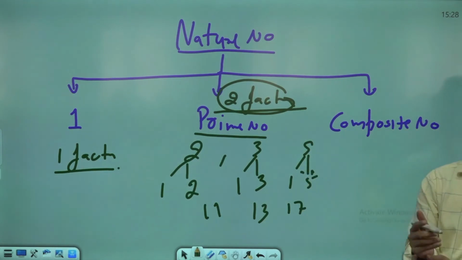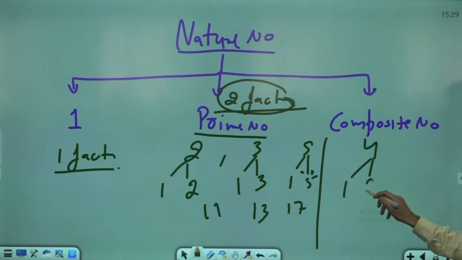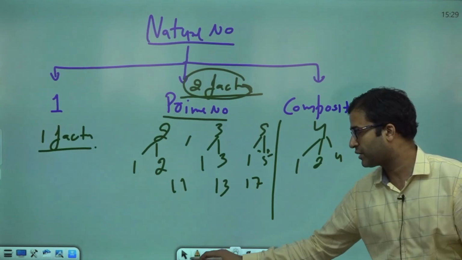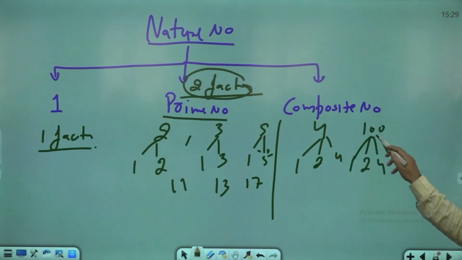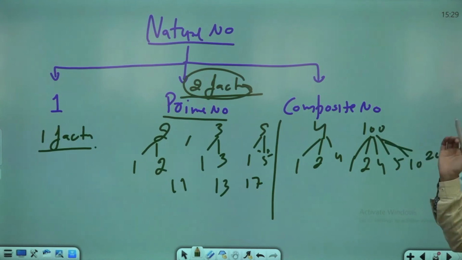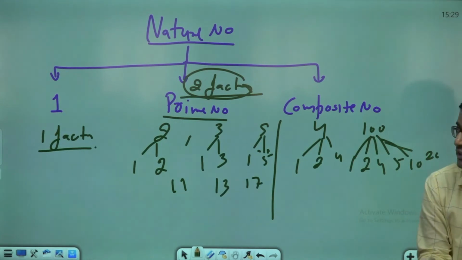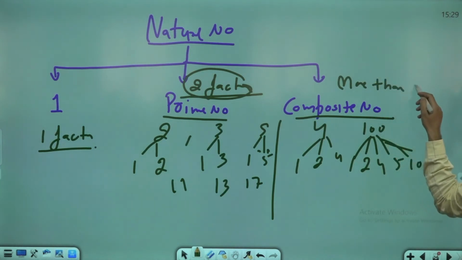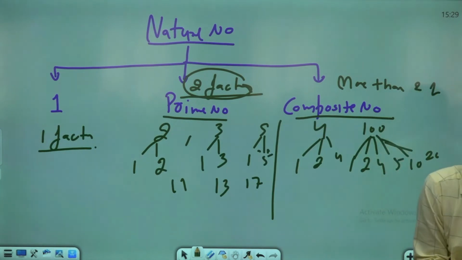But we got some natural numbers like 4. 4 is divisible by 1, 2, 4. Not only 3 factors, we got 100. एक example आया 100. And if we check the factors of 100, they are 1, 2, 4, 5, 10, 20, 25, 50, 100. Means more than 2 factors. And we start calling this a composite number. So what is the concept? More than 2 factors. 1 factor, 2 factors, more than 2 factors.